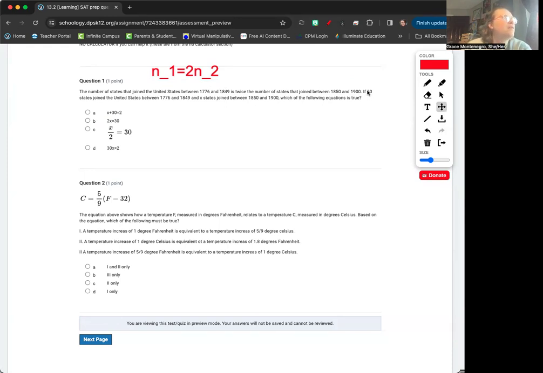Now they give us more information. If 30 states joined the US between 1776 and 1849, so N1 is 30, right? 1776, 1849, that's what I called N1. So 30 equals, and they're telling us X is N2. They assigned a variable for us. That's 1850 to 1900. Now, did we write this right? 30 equals 2x. That is an answer, right? Yep, it's B.